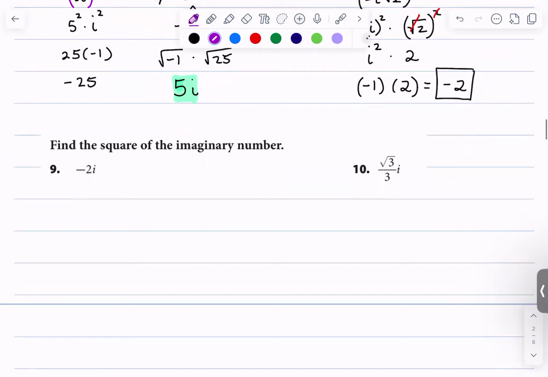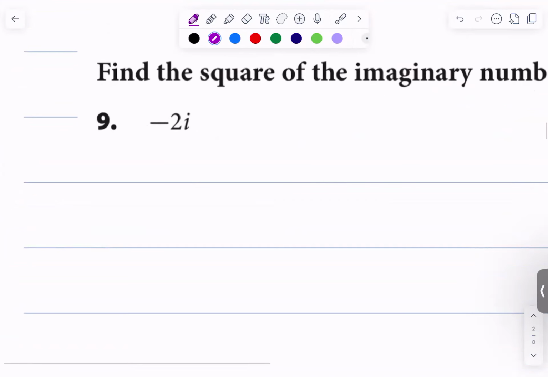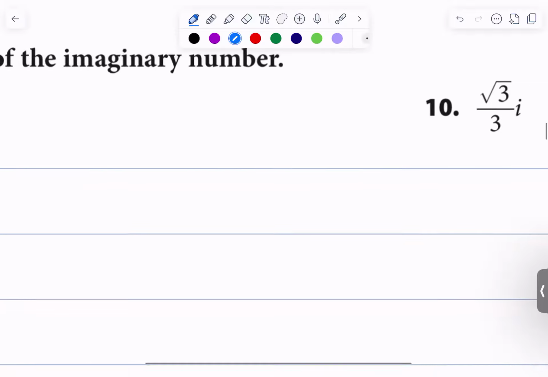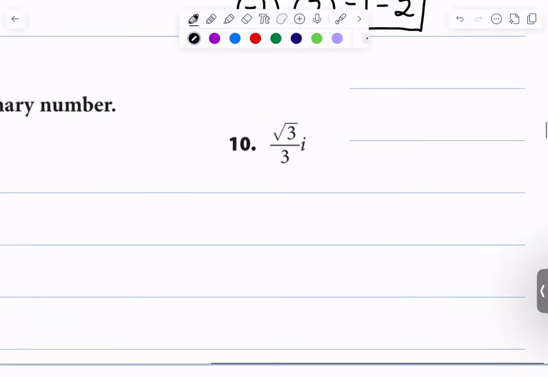Try these two out. Actually, just try this one out. Your answer here would be equal to -4. Okay. So your answer there would be -4. And taking the square of this number, square root of 3 over 3, i.